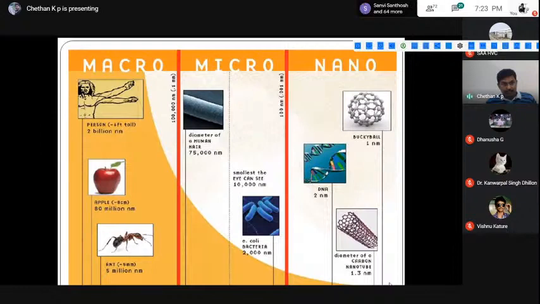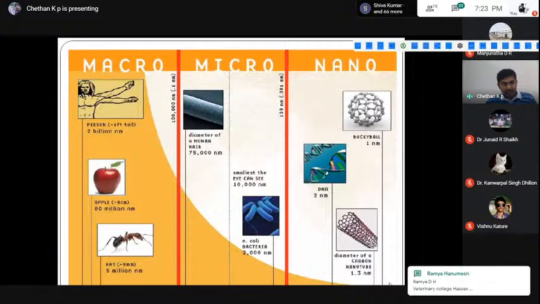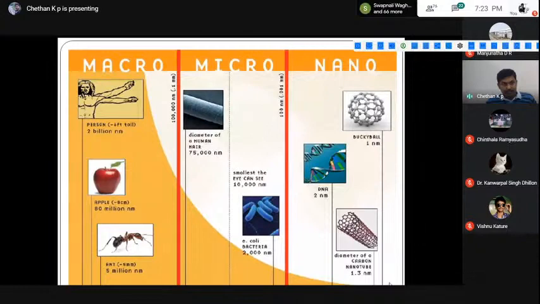And your touch screen, which is made up of graphene, so a carbon nanotubes or a graphene buckyball, they measure 1 to 1.3 nanometers. I think now you can relate. So what will be the size of nanoparticles?